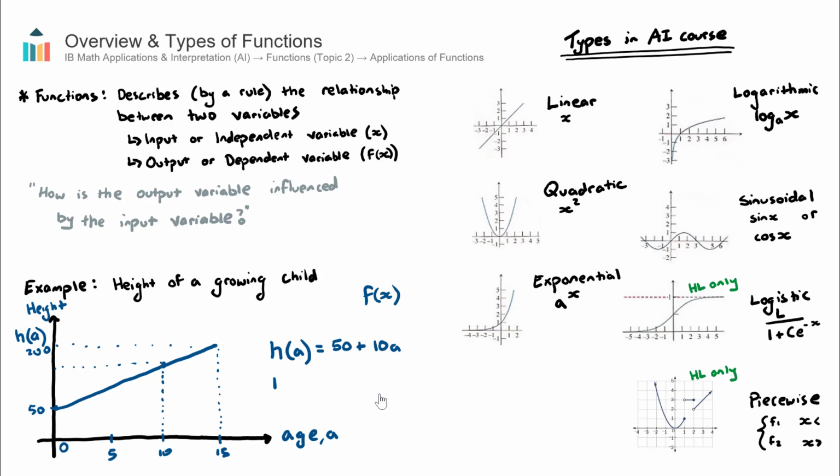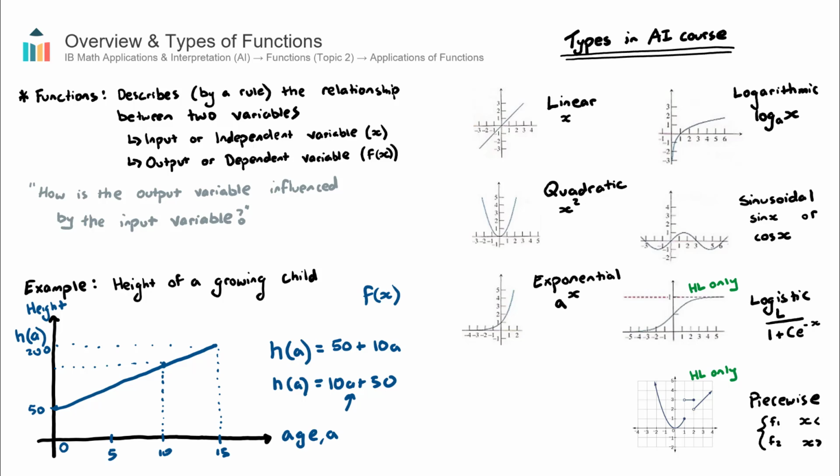Now, if I rearrange this in the form of y equals mx plus c, a linear line, it'll be 10a plus 50. So this right here is an example of a function. It describes the relationship between the age of this kid and this kid's height. So the height for a given age is equal to, and I can estimate the height for the input variable a. So if I wanted to find the height after, say, 10 years, I would input in a equals 10. 10 times 10 is 100, plus the 50 would equal 150 centimeters as an estimate. So there's a very basic example there of a function for a real-life scenario, which is the height of this child.